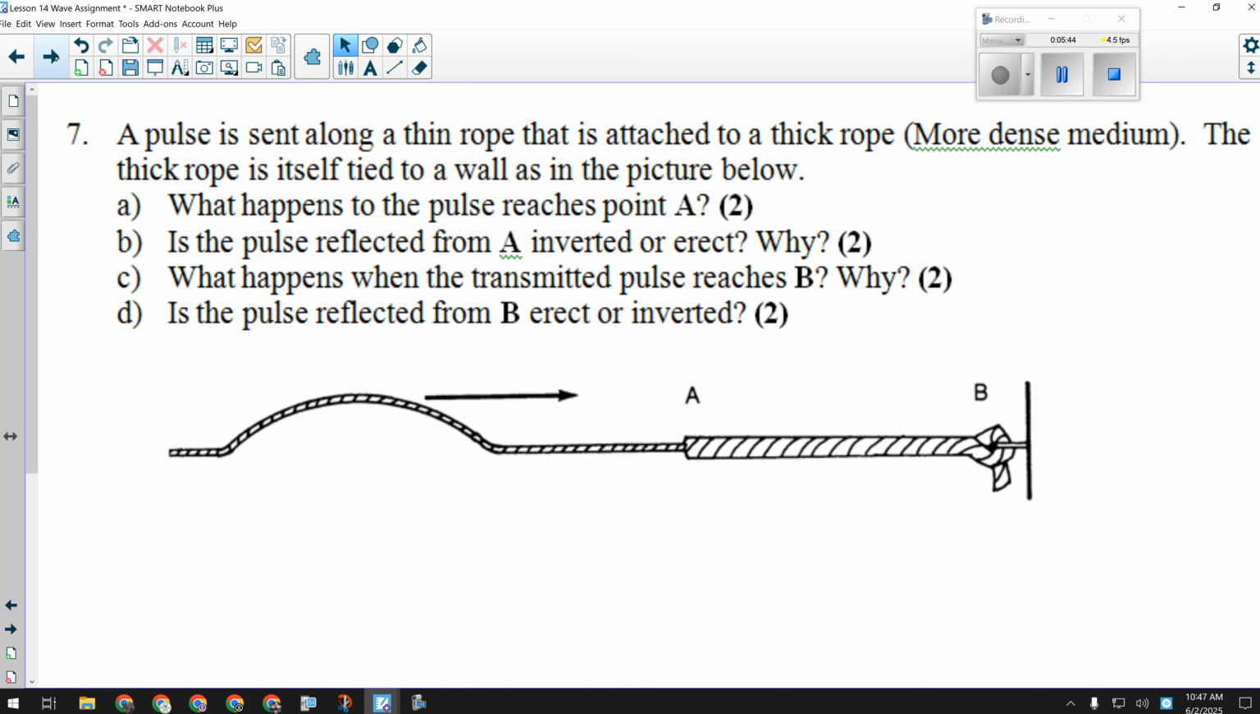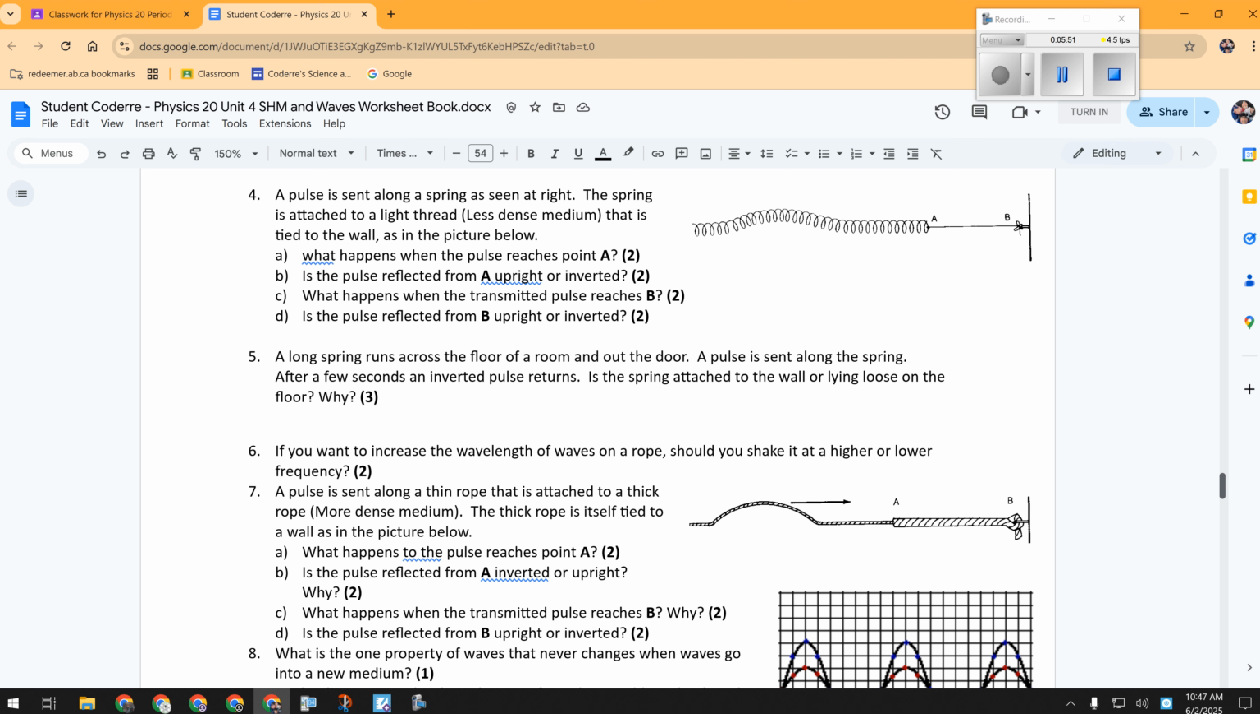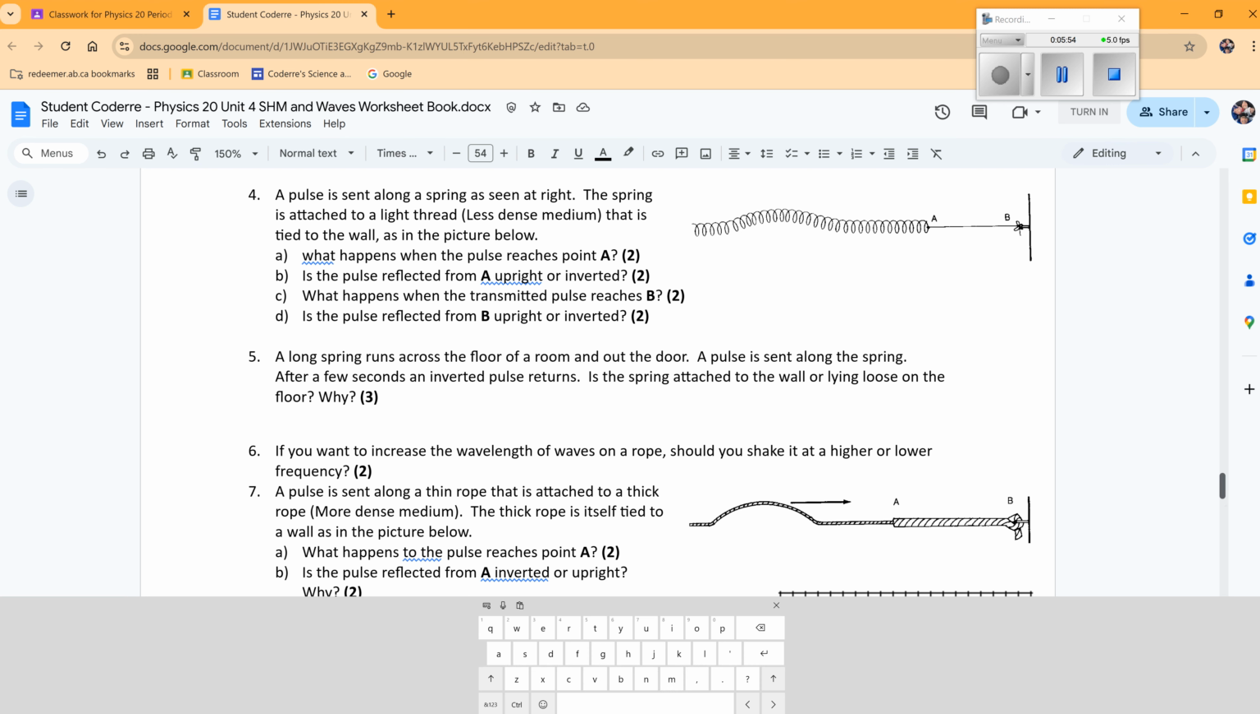How many people have done 7? I'll give you a little bit more time here. If you're done 7, then you can look at these ones here.